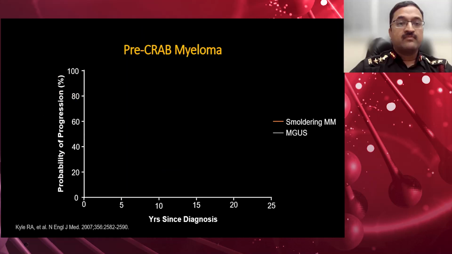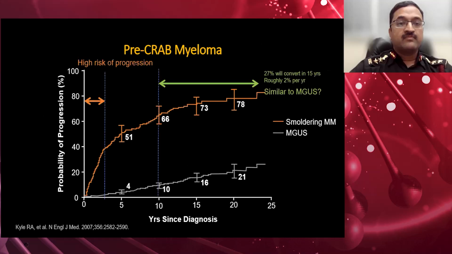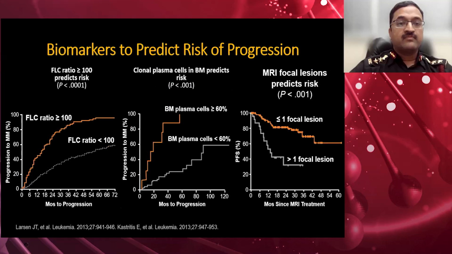There is a reason for it. When we have patients of smoldering myeloma or the monoclonal gammopathies, you find that they keep progressing over a period of time. And when you look at the reason for progression, they could identify three primary causes. Those patients of MGUS or smoldering myeloma who have a ratio more than 100, who have clonal plasma cells more than 60%, and who have MRI focal lesions were those who definitely progressed and had a poorer prognosis.